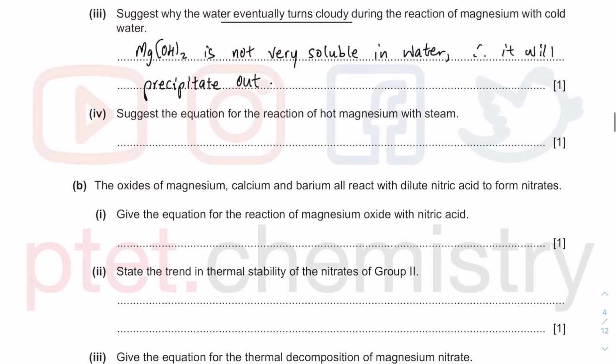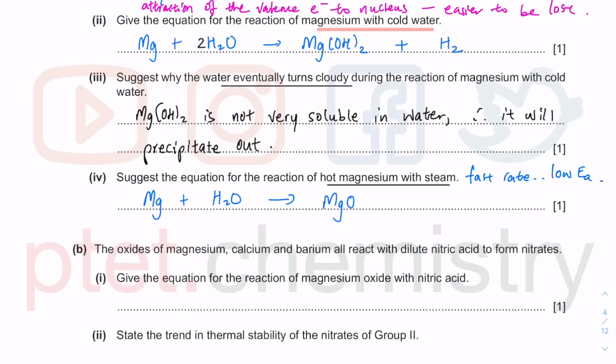Now suggest the equation for the reaction of hot magnesium with steam. This one has a fast rate of reaction, which means the activation energy is much lower compared to with cold water. Magnesium plus steam: they are not asking for state symbols, but they already specify it's with steam. You do not get magnesium hydroxide, because you do not have water, you have steam here, so it doesn't dissolve. The other product will be just hydrogen, to balance the equation.